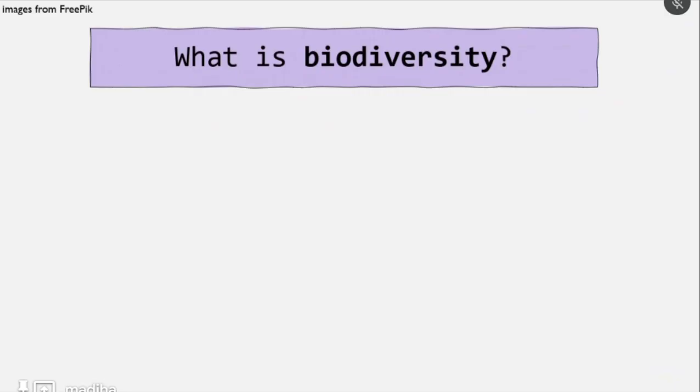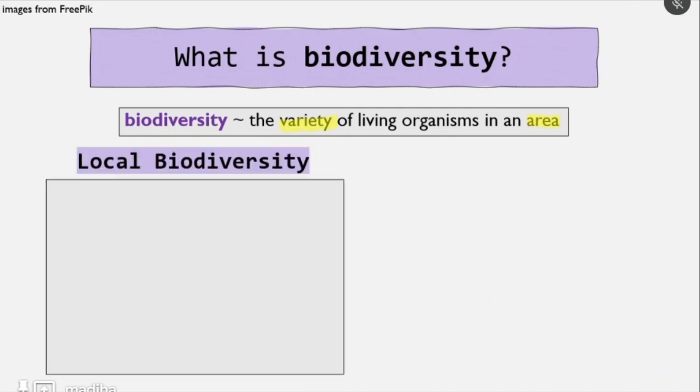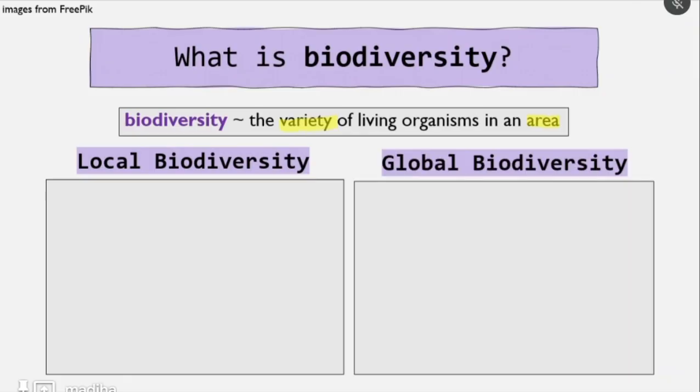What is biodiversity? Biodiversity is essentially the variety of living organisms in an area. So again, we can say in a habitat, because a habitat is an area that a species lives in. So it's the variety of organisms in that habitat, in that area. There are two types of biodiversity that the specification briefly mentions: local biodiversity and global biodiversity.